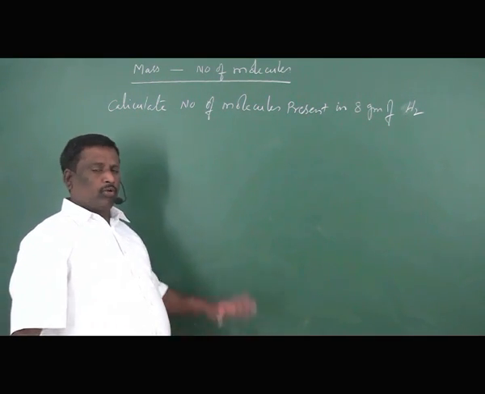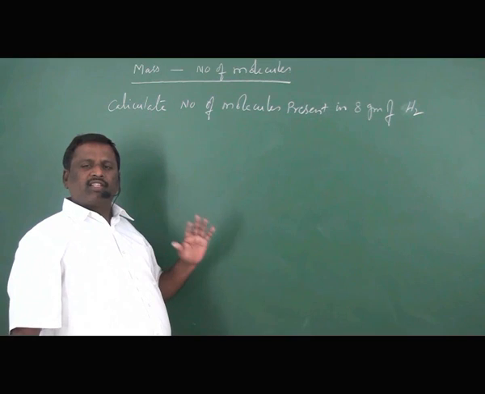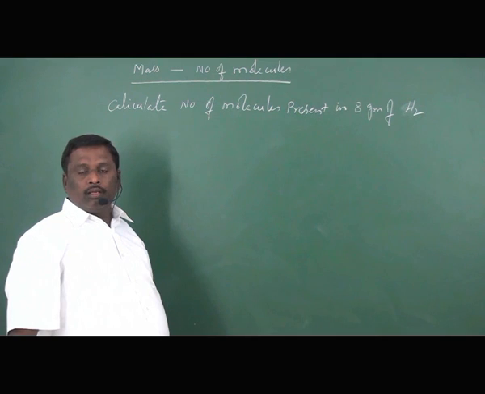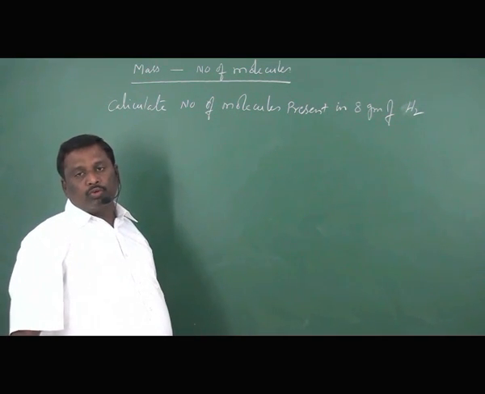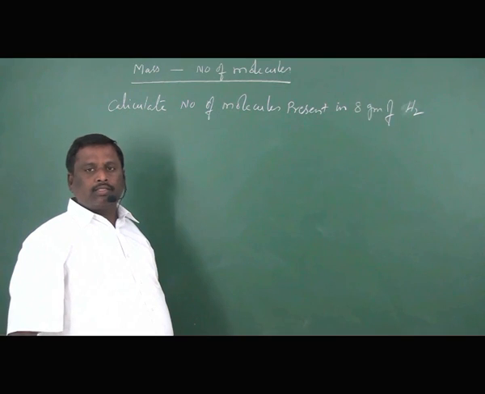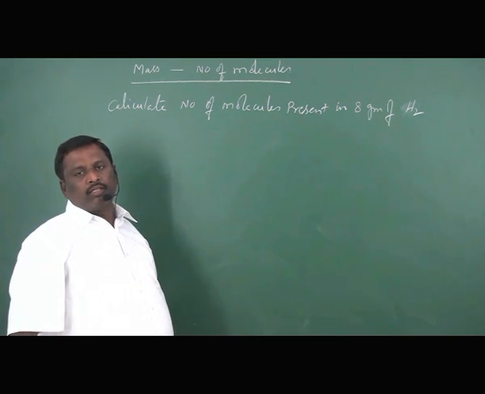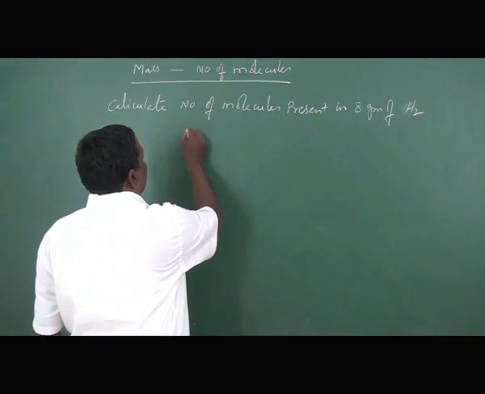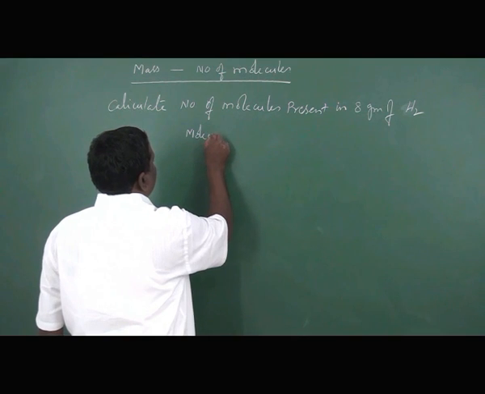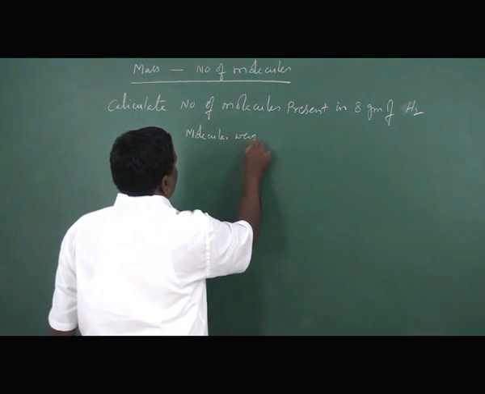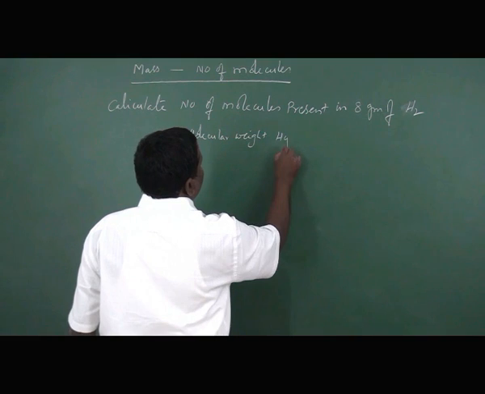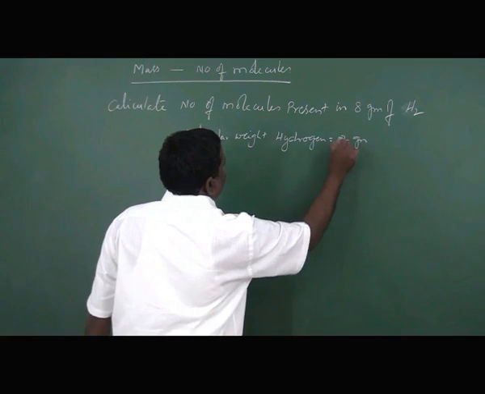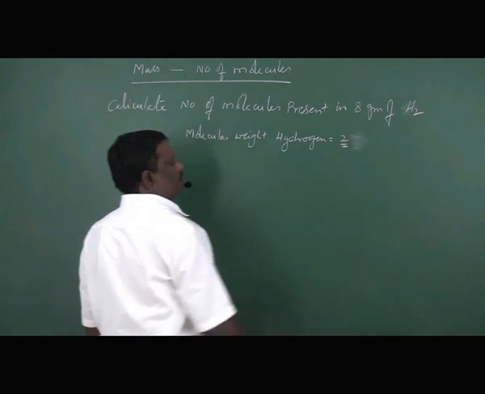I have already told you, you should remember the molecular weight of certain important substances. If any new substance is there, they will give you the molecular weight. But for the regular elements which we come across in so many lessons, they won't give us the molecular weights or atomic weights. So here the molecular weight of hydrogen is 2.